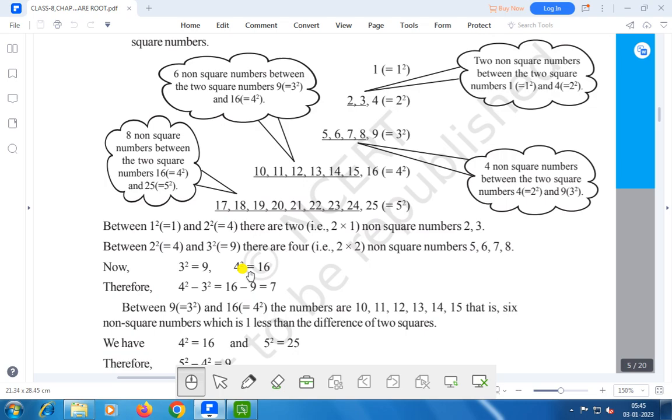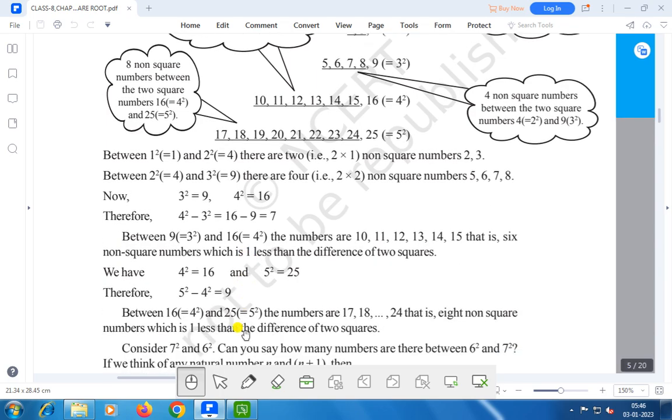Now 3 squared is 9, 4 squared is 16. 4 squared minus 3 squared equals 16 minus 9, that is 7. Between 9, 3 squared, and 4 squared, the numbers are 10, 11, 12, 13, 14, 15, that is 6 non-square numbers, which is 1 less than the difference of the two squares.